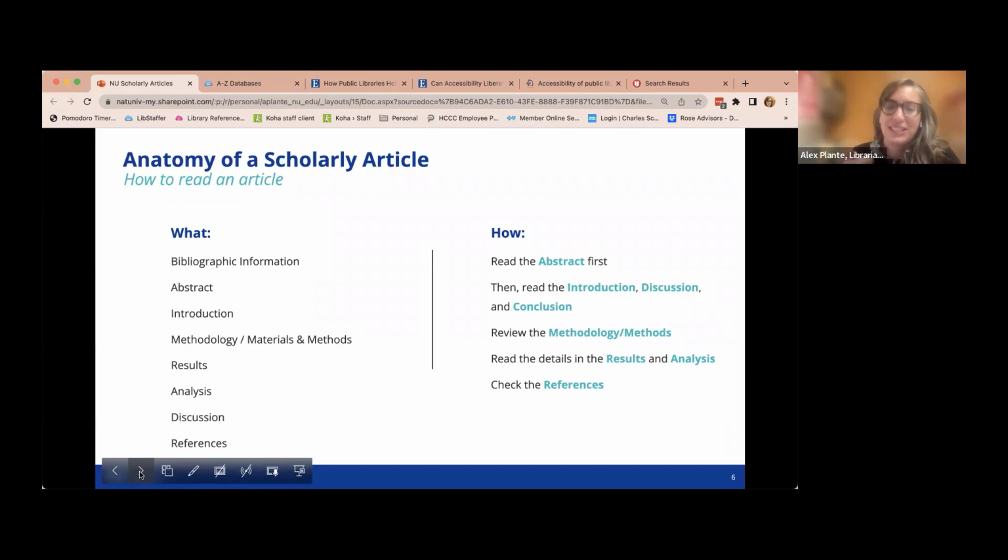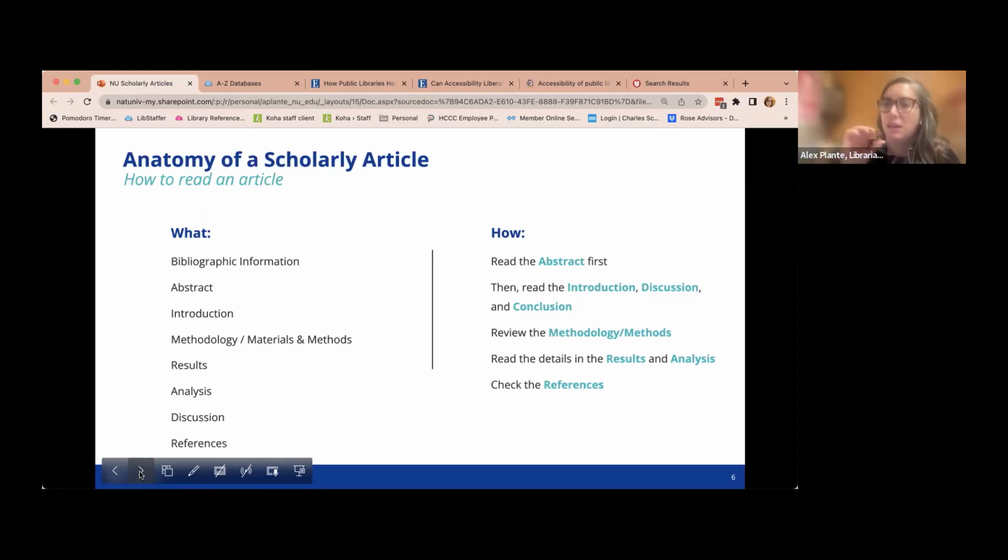So you will have conclusions and you will have references, right? So there's a lot of pieces of an article, right? Probably more than you're used to seeing in traditional articles. And there is a specific way to read them.